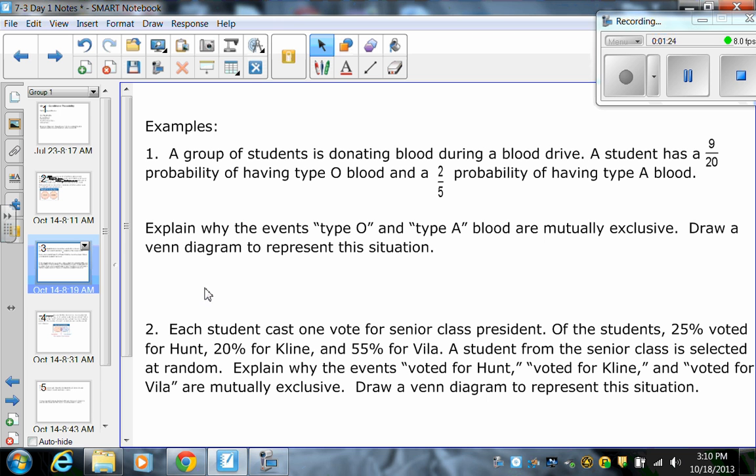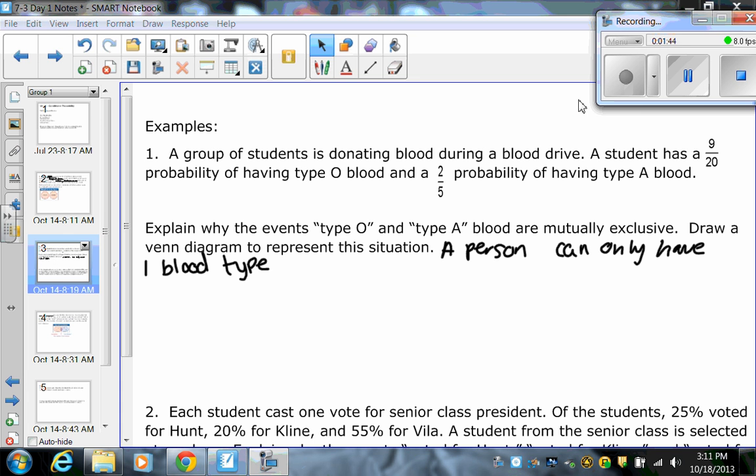Example 1 says a group of students is donating blood during a blood drive. A student has a 9 out of 20 probability of having type O blood and a 2 out of 5 probability of having type A blood. Explain why the events type O and type A are mutually exclusive. This is because a person cannot have more than one type of blood.